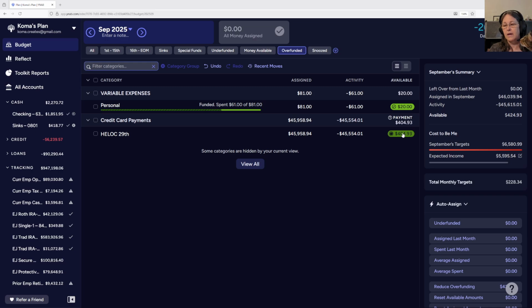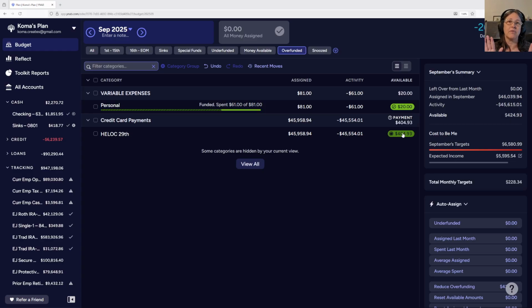The portal, sorry about that, the portal reflects that I have an automatic draft coming in on the 29th, which is tomorrow, of $404. The emails that I've received have said that, hold on a second, I have an automatic draft coming for $35 on 10/29. So I don't know what's right. I haven't received an email saying an automatic.